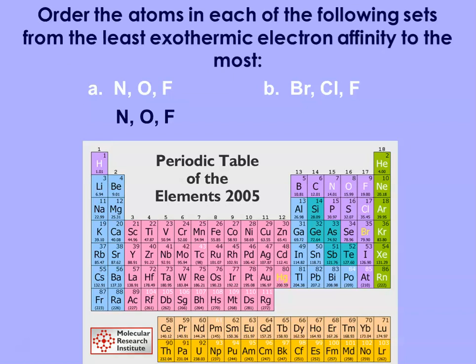And then if I look at bromine, chlorine, and fluorine in group 17, shielding is going to determine this trend. And so the one that has the least exothermic electron affinity is going to be the one with the greatest separation from its nucleus, which would be bromine. Fluorine, having the smallest amount of shielding, would be the one with its electrons closest to the nucleus and would have the greatest electron affinity. Chlorine would fall in between.